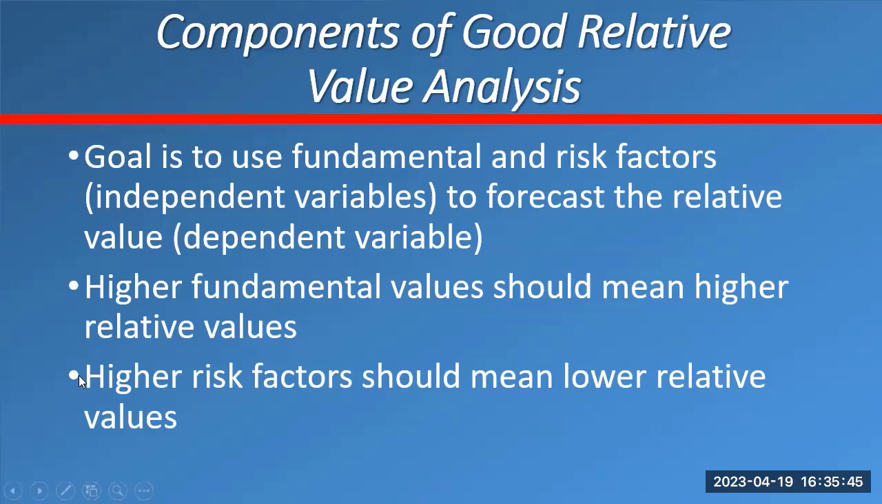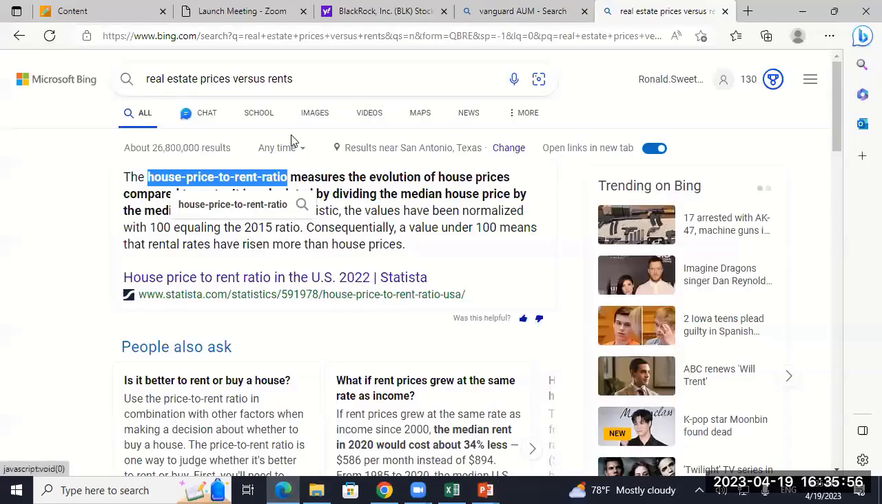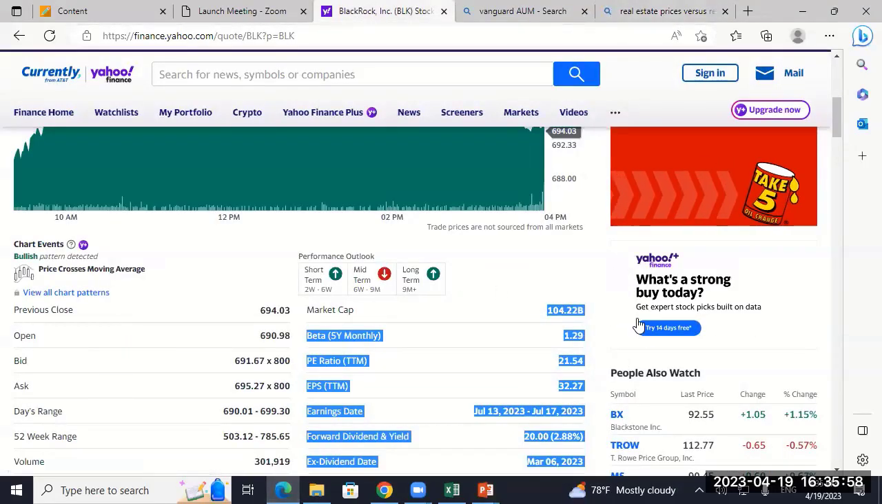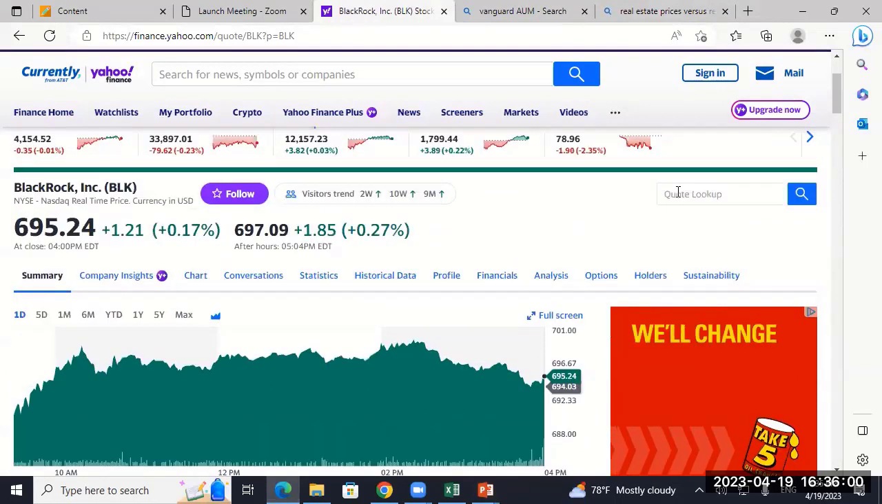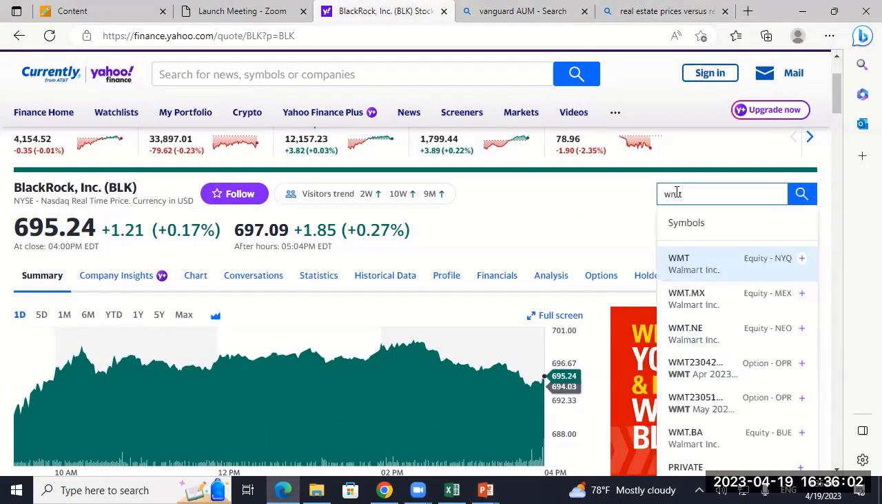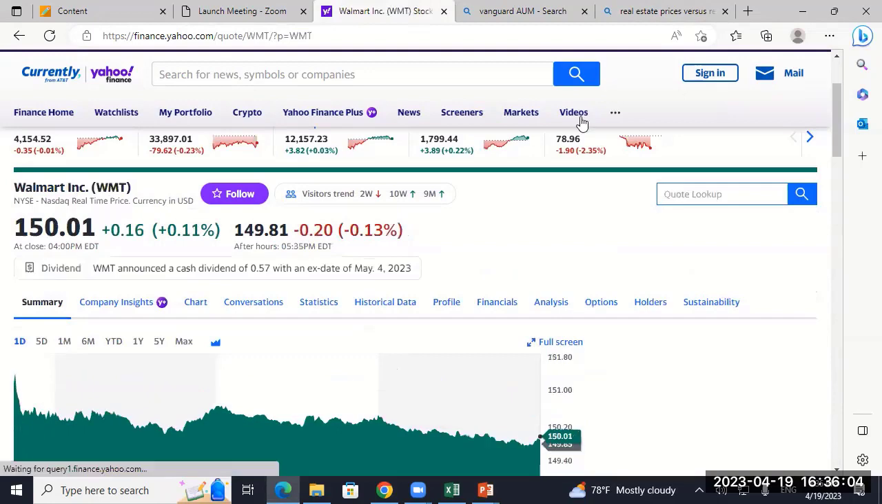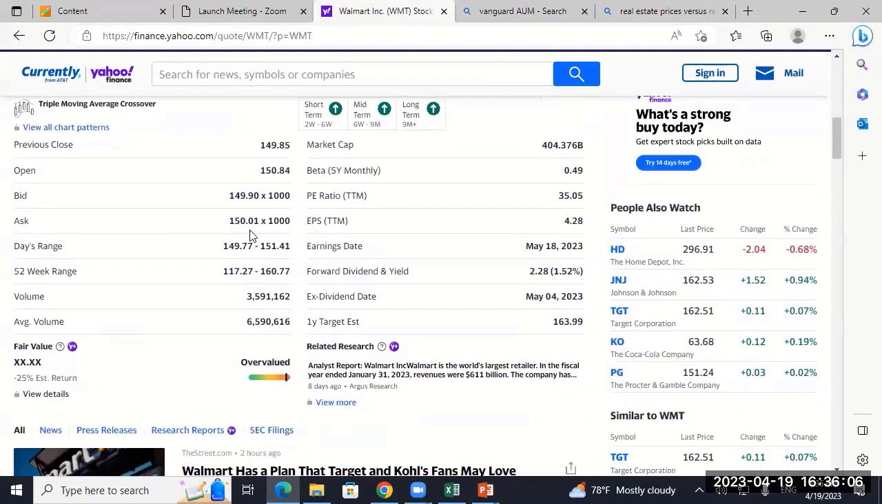We tend to forget this second one, which we're going to talk about. We tend to say, wow, high PE ratio, that must be a high growth company. But really? I can show you the stock market's PE is right around 20. I can show you Walmart. Walmart's PE ratio is 35. That's a really expensive stock.